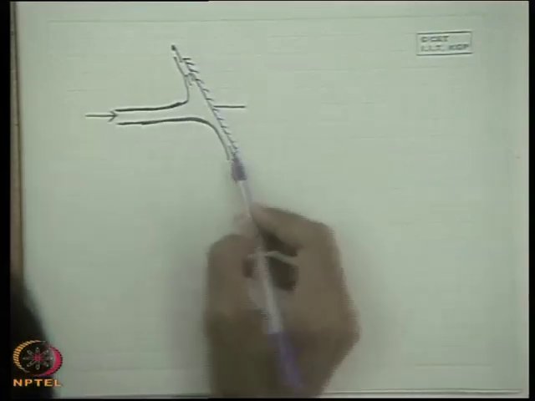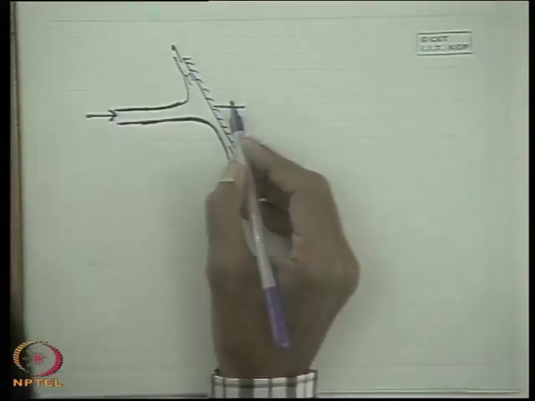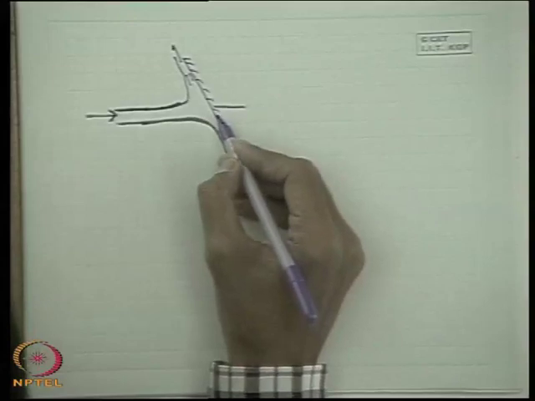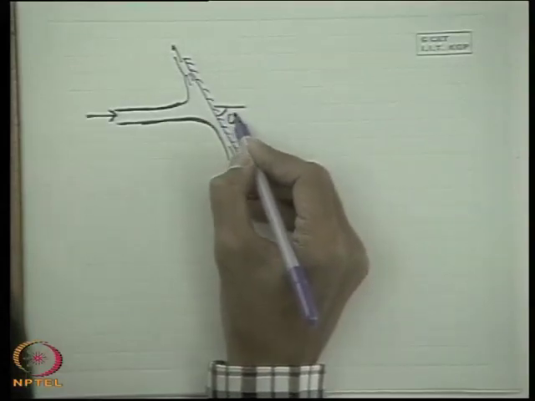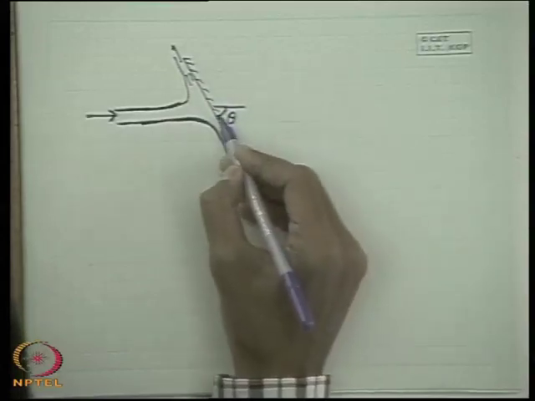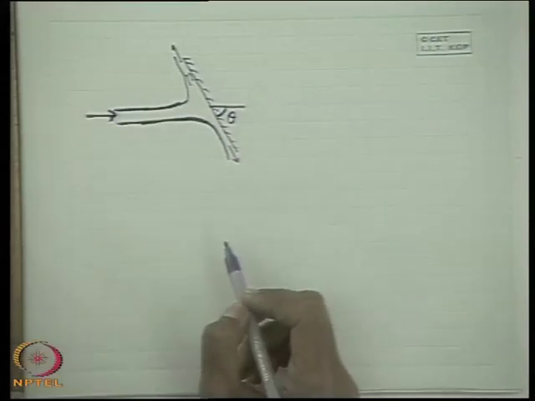Initially, we consider the angle of the plate. In general, the plate is inclined with respect to the axis of the incoming fluid. Let this be the horizontal direction, then the plate may be in the vertical plane, or even in the horizontal plane, but this inclination angle is theta with the axis of the incoming flow.